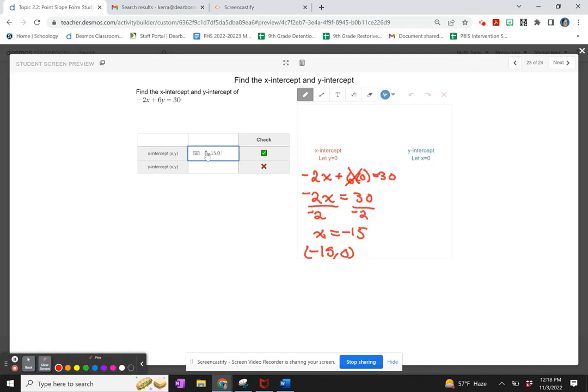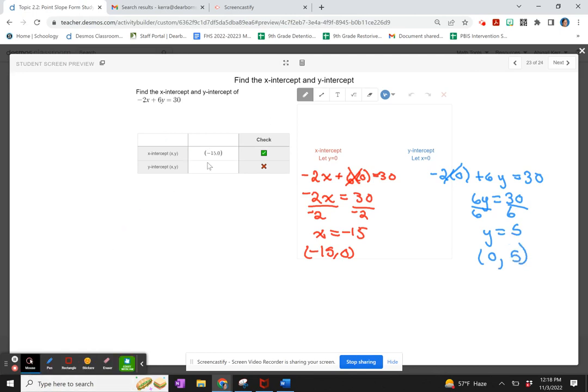And then you're going to do the same thing, but for the y-intercept. So we're going to let x be 0 this time. Negative 2 times 0 goes away, and we're left with 1 step here. Divide everything by 6. But this, you got to be careful. Your 0 goes first now. So then it's 0 comma 5.